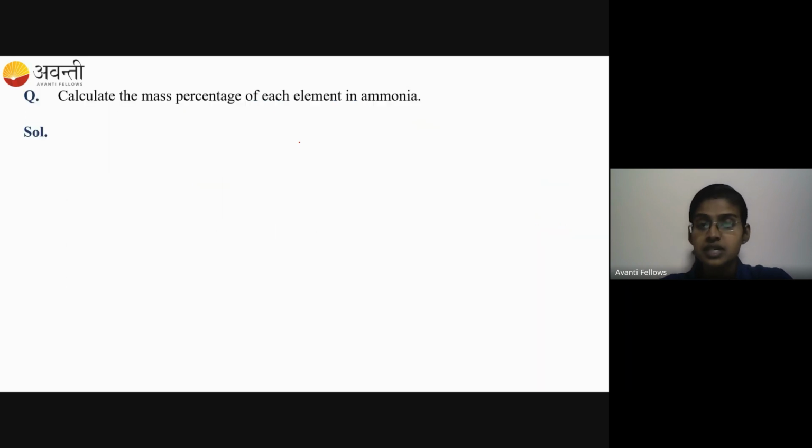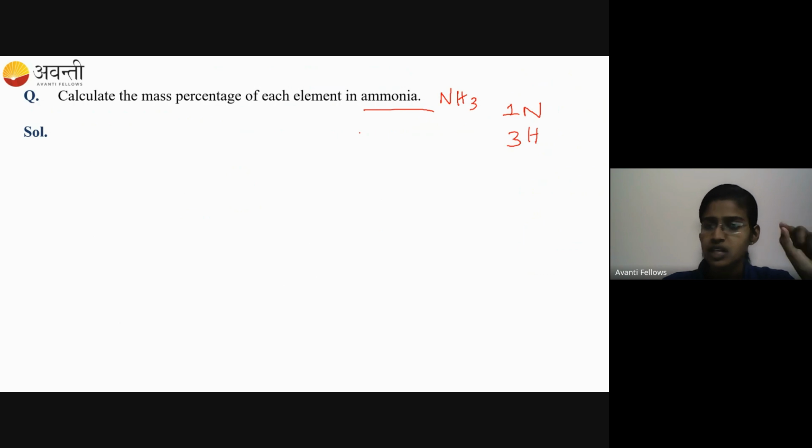Calculate the mass percentage of each element in ammonia. So what is the formula for ammonia? It is NH3, right? So how many elements are we having? We are having nitrogen and hydrogen. 1 nitrogen we have and 3 hydrogen we have. So we have to find out the mass percentage of 1 nitrogen and 3 hydrogen present in this compound.